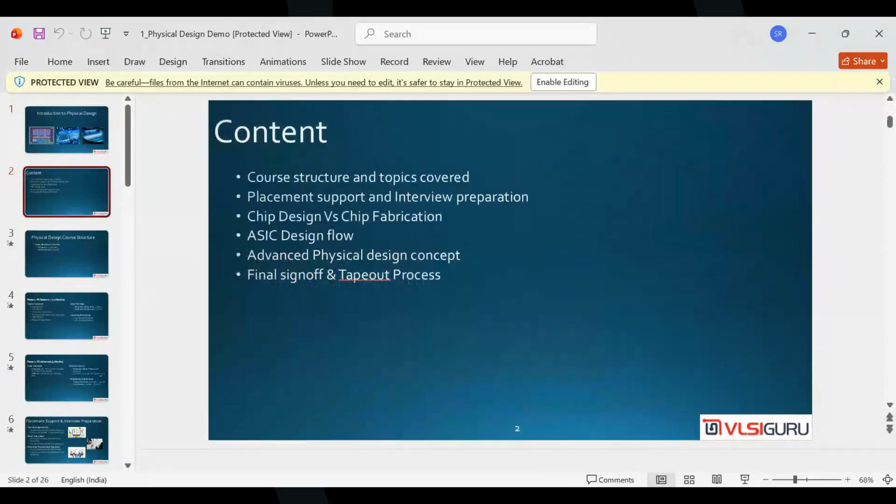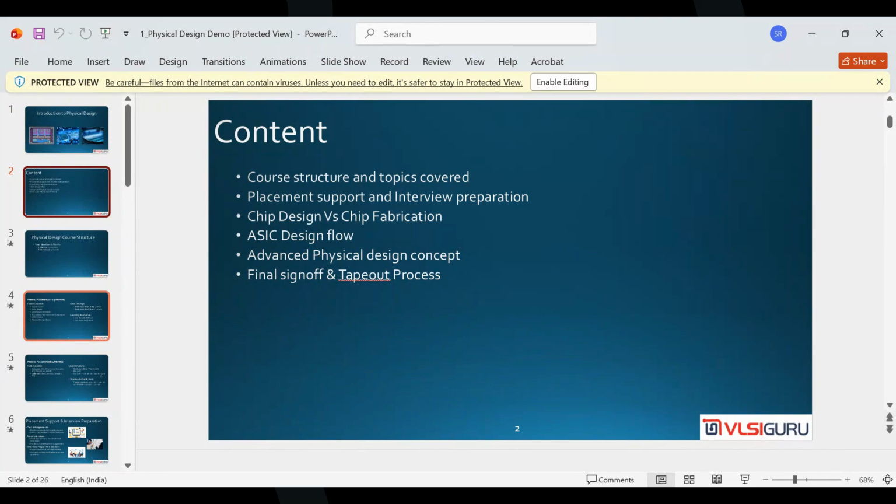So the course structure which we are going to follow here in physical design, I'll discuss that first before we start on the demo session. I will tell you the syllabus and topics which are going to be covered in this session, and how placement support and interview preparation support will be given to you.